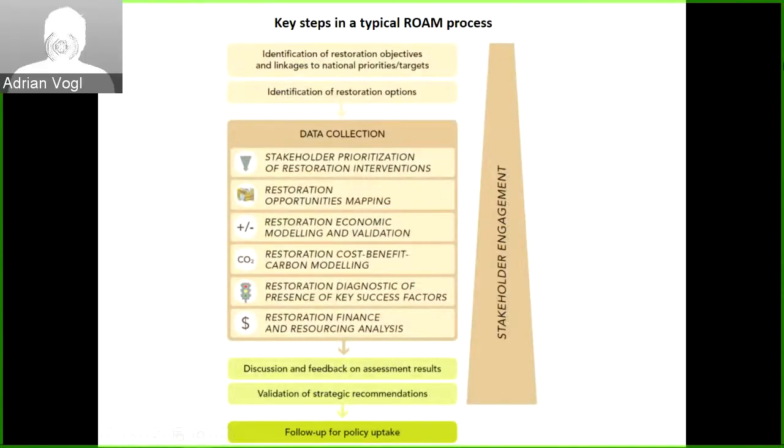So just to connect this to the ROAM process, this is a diagram that I copied directly from the ROAM handbook, which gives the general process by which ROAM happens, which starts with identifying the restoration objectives, potential options, and then this whole phase of data collection, mapping, modeling, cost-benefit analysis, which then feeds into or is iterating with stakeholder engagement, and at the end, discussion of assessment results, making recommendations, and then implementation.